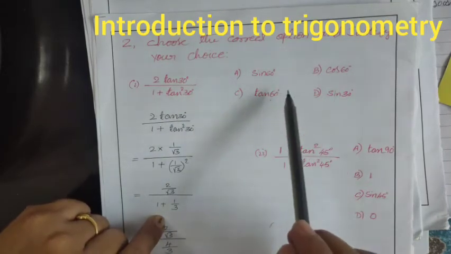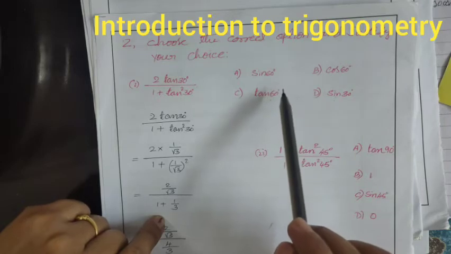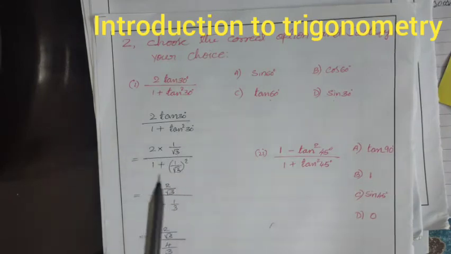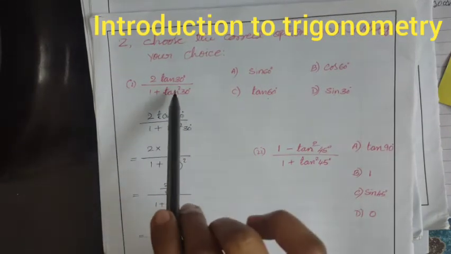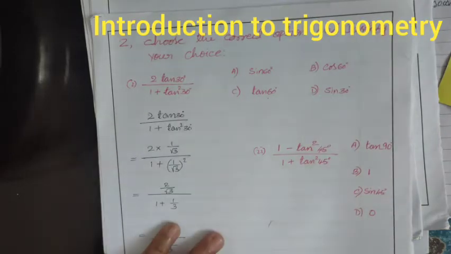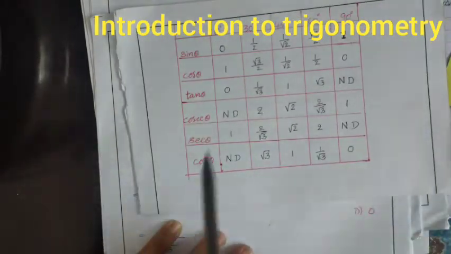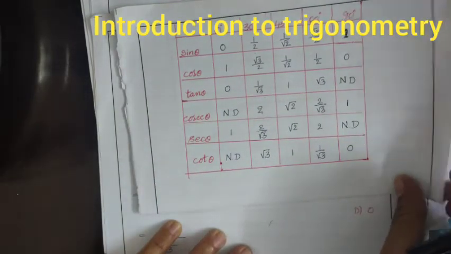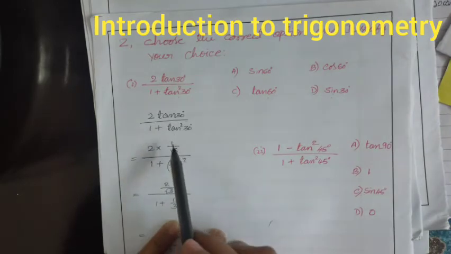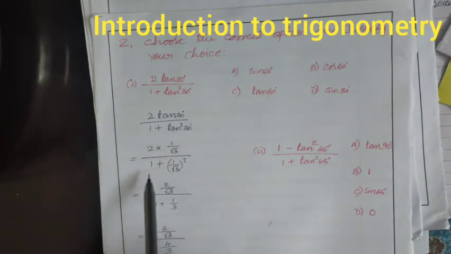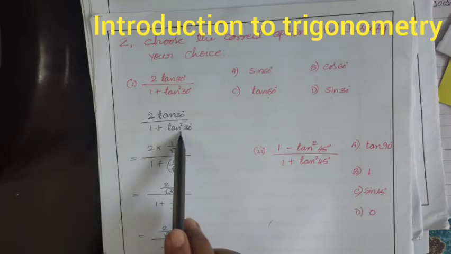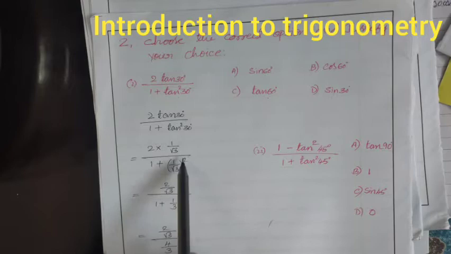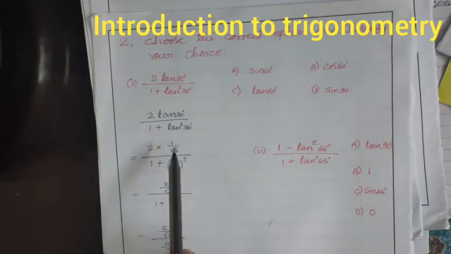How to choose the correct answer? Yes, first of all we are going to solve the question. You know what the tan 30 degree value is. Tan 30 degrees is 1 by root 3. Yes, you're right. So it is 2 times 1 by root 3, divided by 1 plus tan square 30, that is 1 plus 1 by root 3 whole square. Tan 30 is also 1 by root 3.